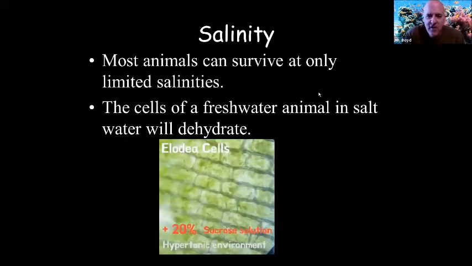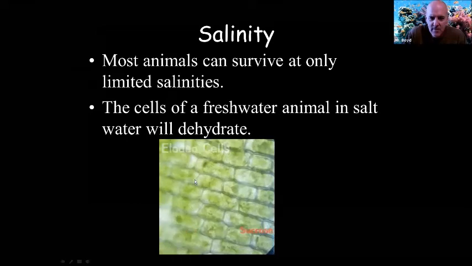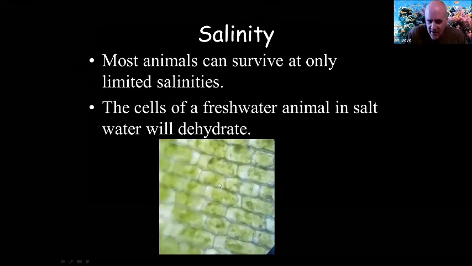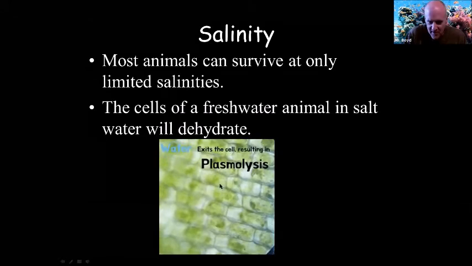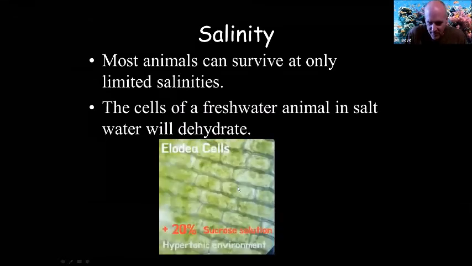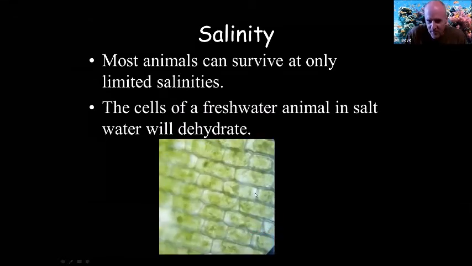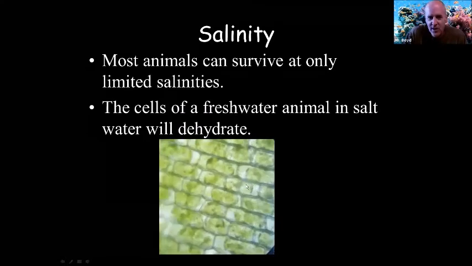Okay, so most animals can survive at only limited salinities. So the cells of a freshwater animal in saltwater will dehydrate. I don't know how well you can see that, but this is a plant put in salt water, and you can see the cell membrane inside the cell wall shrinks.